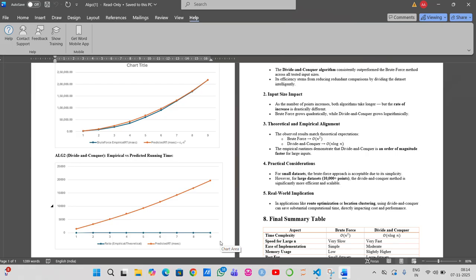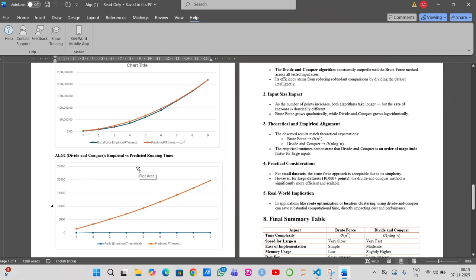From this project, I learned how theoretical complexity actually translates to real-world performance. The difference between O(n^2) and O(n log n) is not just academic, it is massive in practice. Even though both algorithms gave the same answer, the divide and conquer method saves enormous computation time as data size grows.